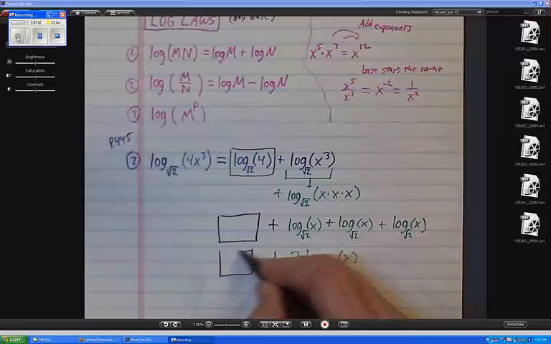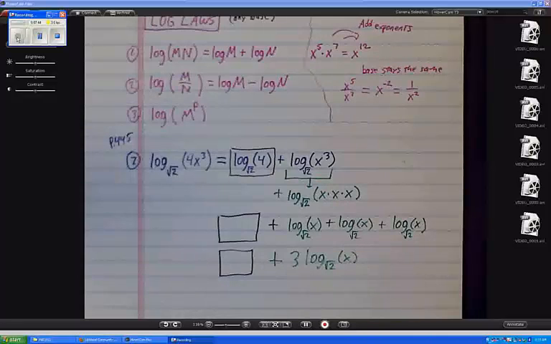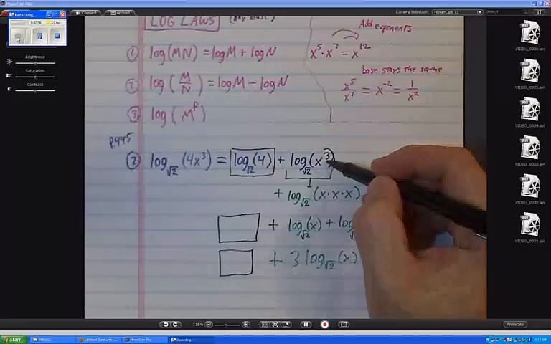Now, I want you to understand there was a quicker way to do it. And it's the most powerful of the log laws. Basically, you see that exponent, 3? You know what I do?